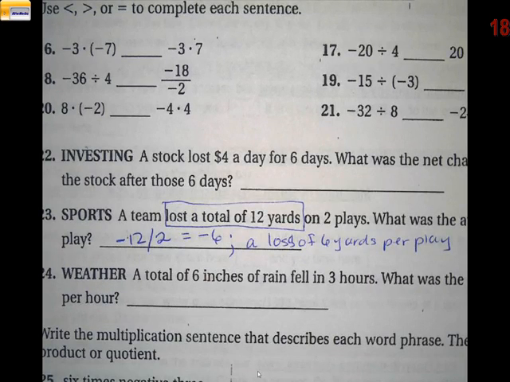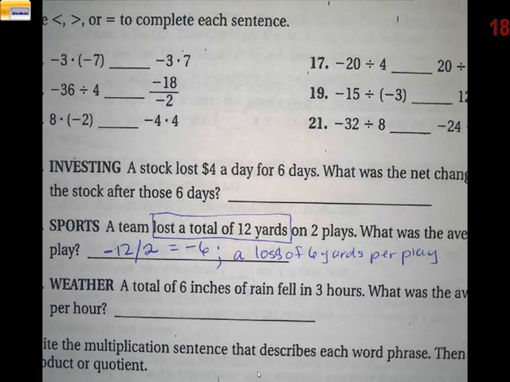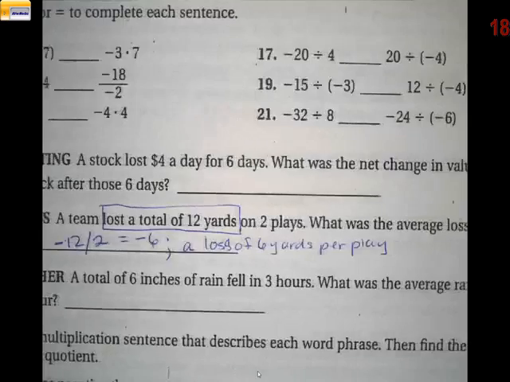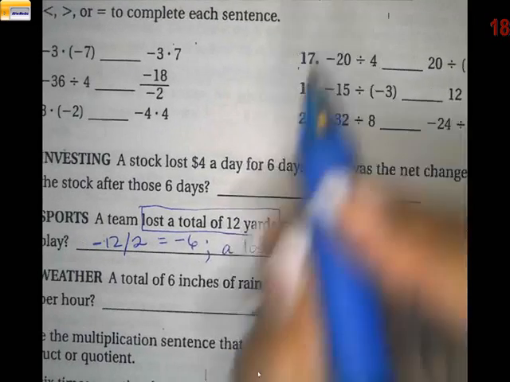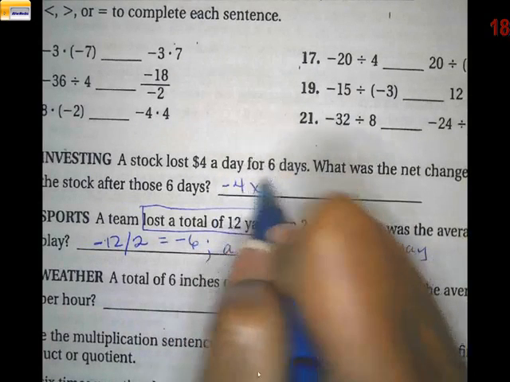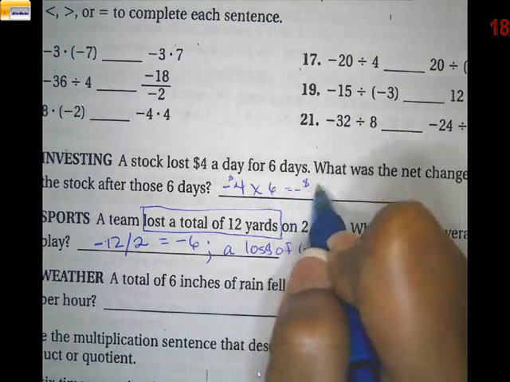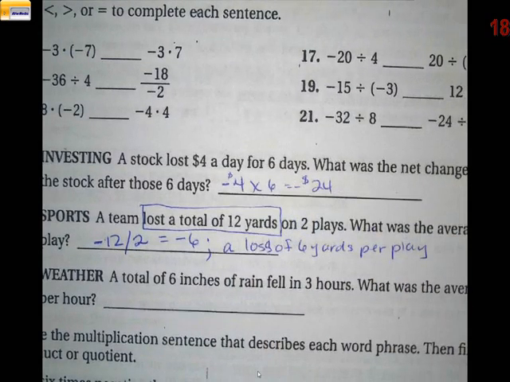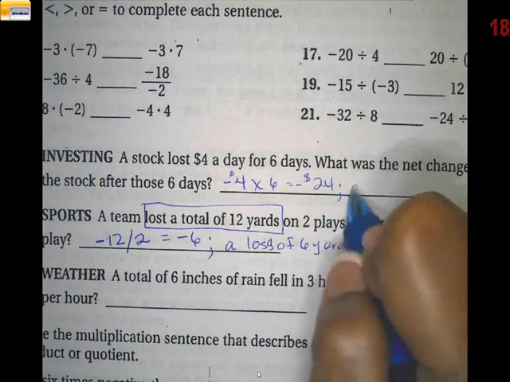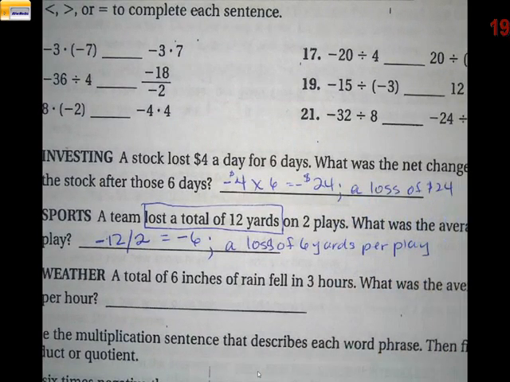What about on number 22? Investing a stock lost $4 a day for 6 days. What was the net change in the stock after those 6 days? So that's pretty easy. If it's a loss, what would it be? No, it'd be $4 for 6 days, James. So they lost $24 at the end of those days. They lost $24. Yeah. A loss of $24, however you want to say that.